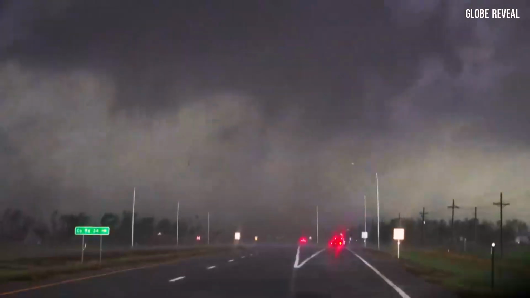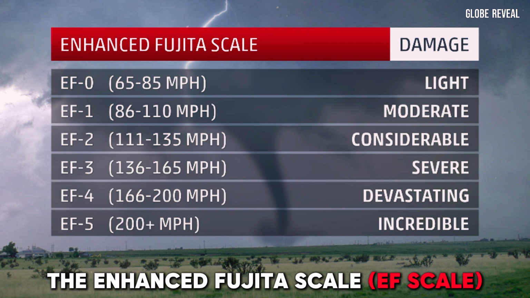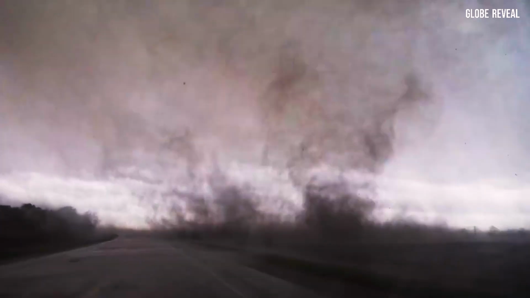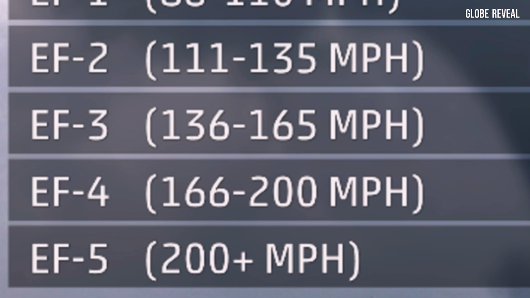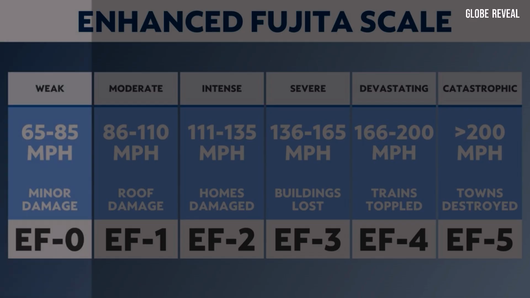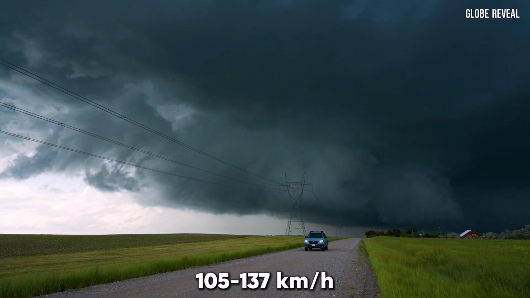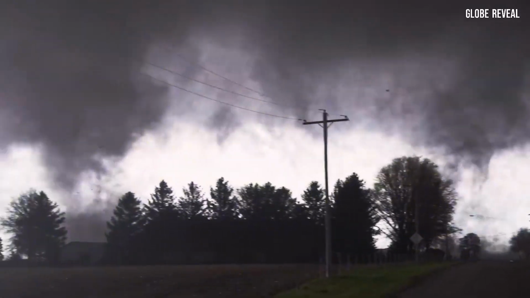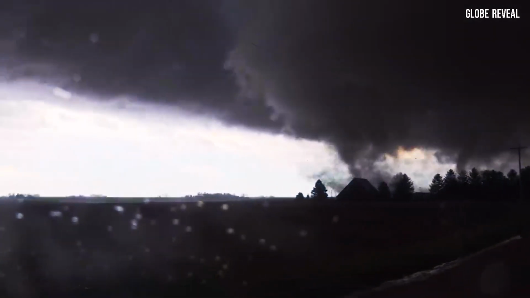The power and destructive potential of tornadoes are classified using the Enhanced Fujita Scale, the EF scale. This scale rates tornadoes based on the damage they cause, with categories ranging from EF0, minimal, to EF5, catastrophic. EF0, wind speeds of 105 to 137 kilometers per hour. This can cause damage to roofing, but also break branches and uproot shallow trees.